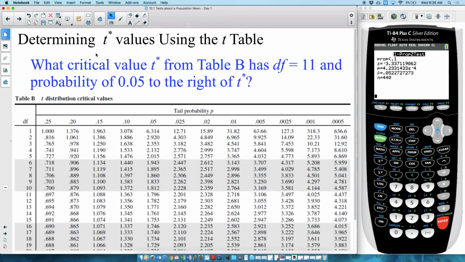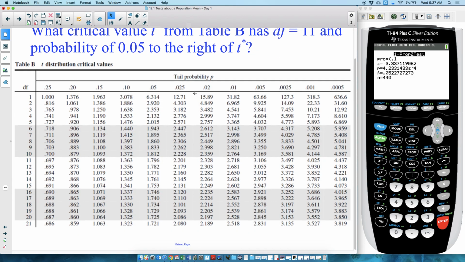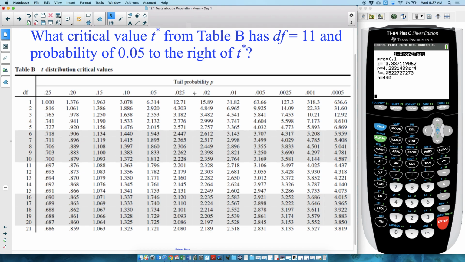Then I would like to know what critical value, T star, from our t-table, which is called table B, this laminated copy, has degrees of freedom 11 and a probability of 0.05 to the right of T. So what we did before for our confidence intervals was look at the very, very bottom for that confidence level, and then we just went up to whatever we needed. Now we're reading the table the real way.